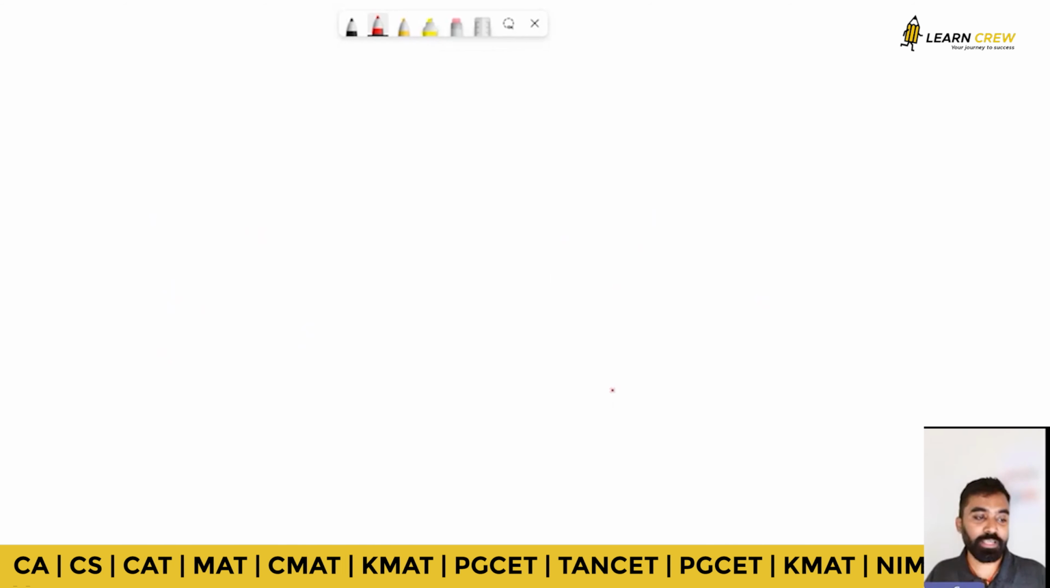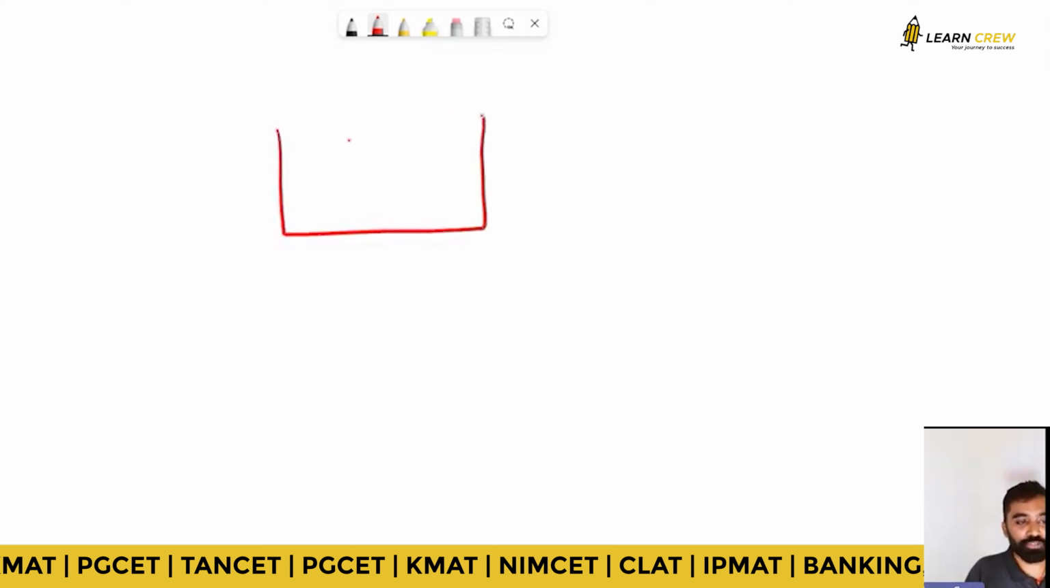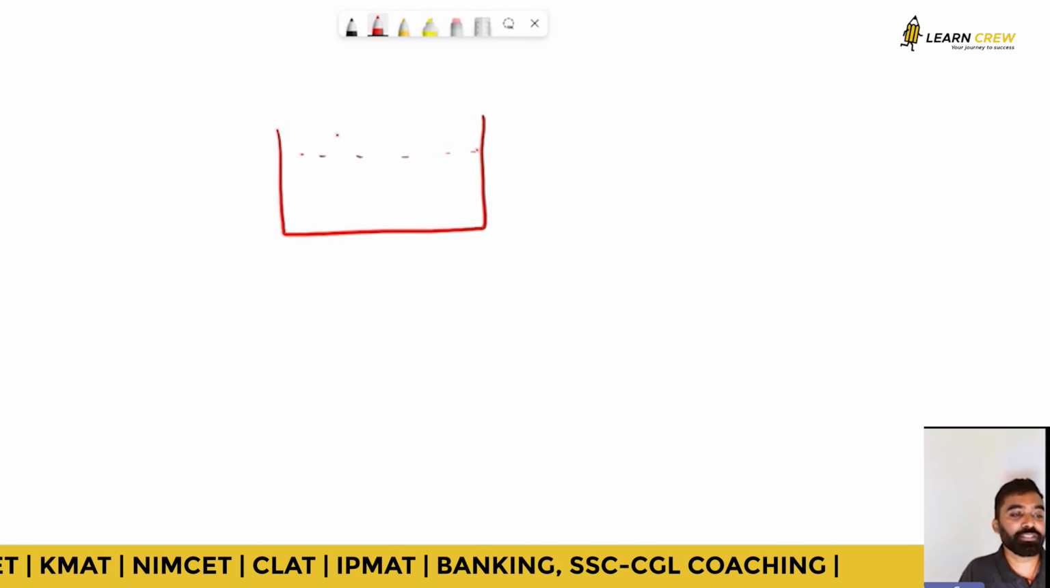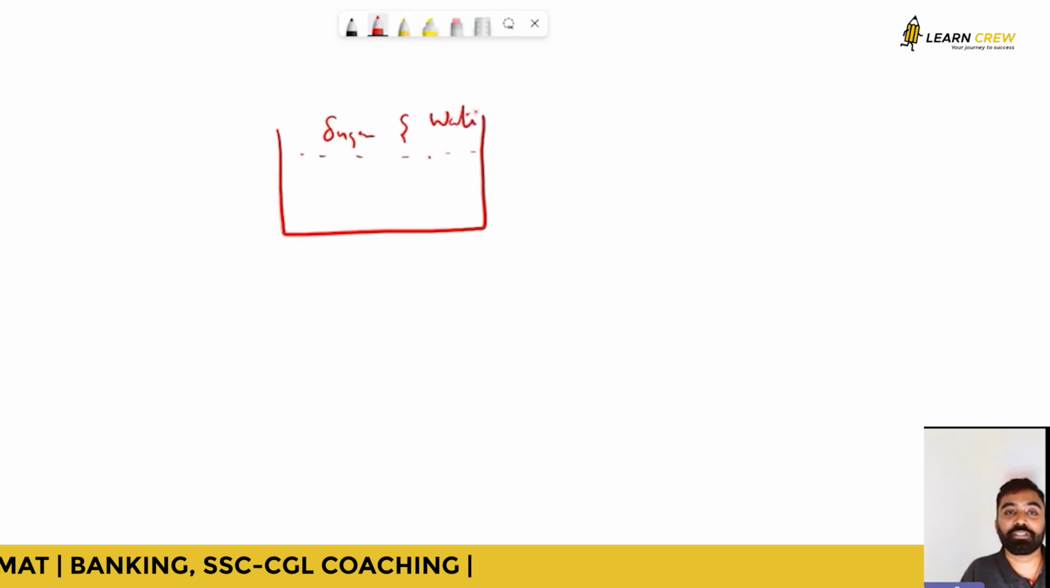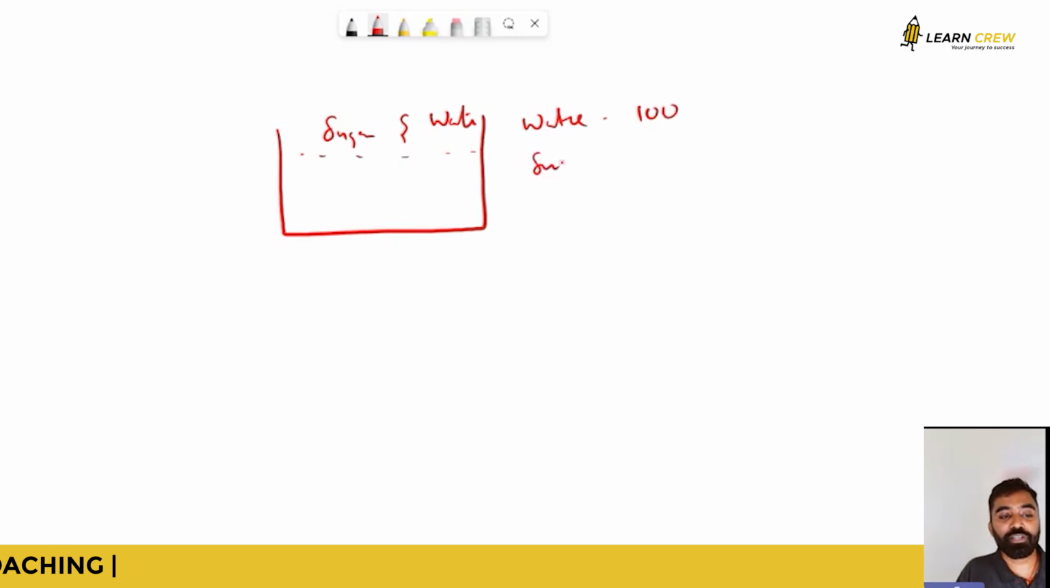Shall I delete it or? Okay. Now imagine that I am having a solution. In this solution there is sugar and water. Water is 100 kg and sugar is 20 kg.